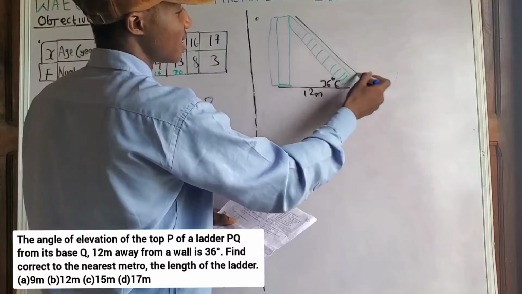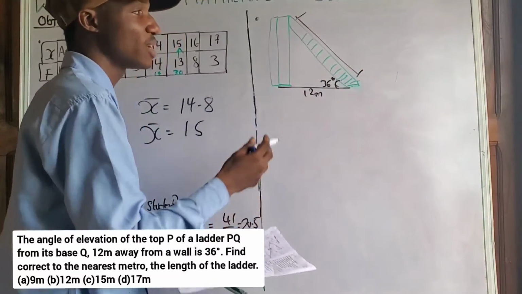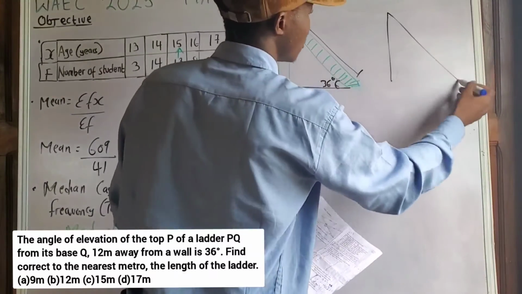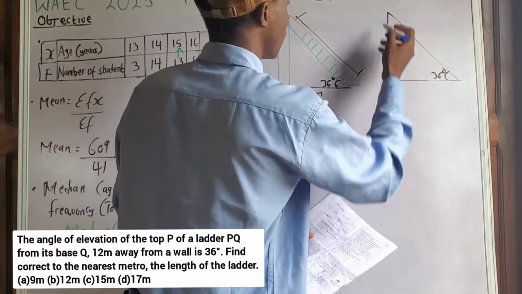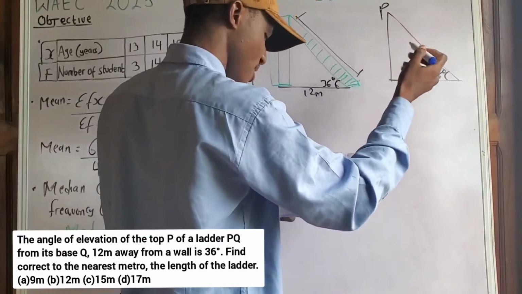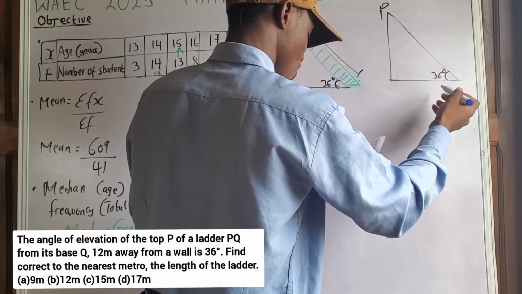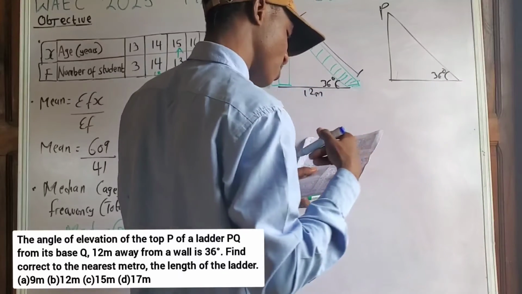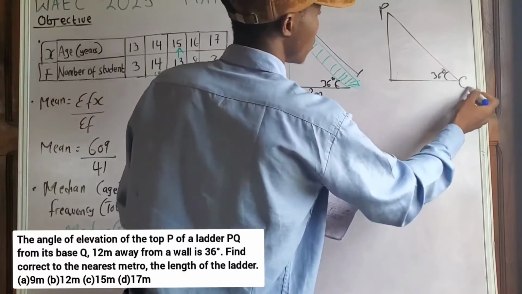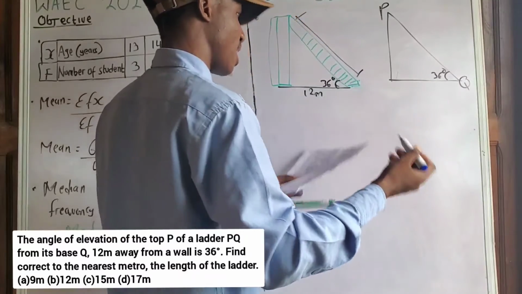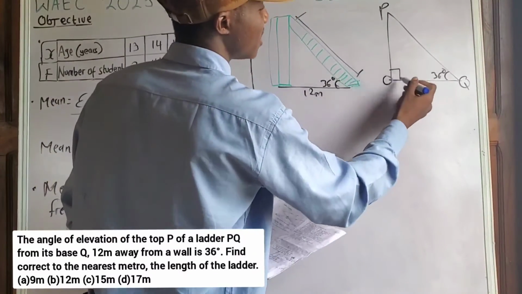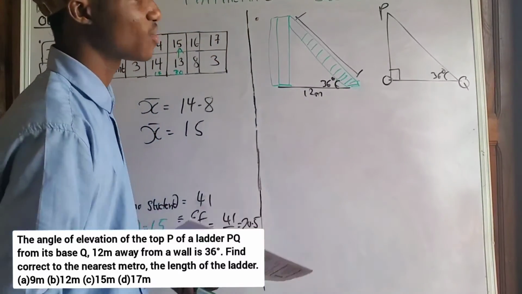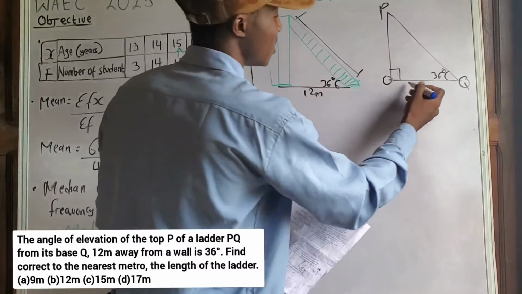The length of the ladder is this length. So this is what we are looking for. Now, based on this, I can redraw the diagram as this. Okay, 36 degrees, the length of the ladder. Let me call this one P. Let's call this one Q. The angle of elevation of P of the ladder PQ. And let's call this one O. So what we are looking for is this length. Now, you can see that this is a right angle triangle. We have been given that this is 12 meters.